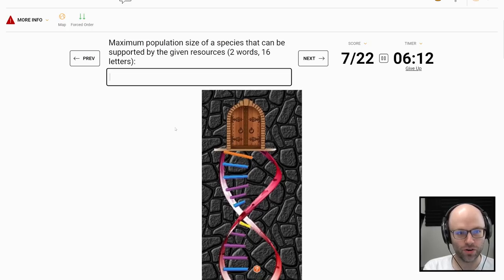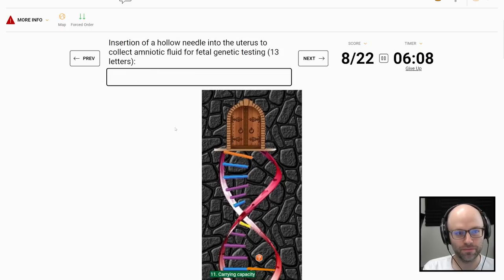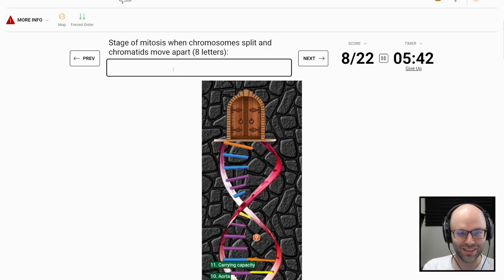Largest artery, aorta. Maximum population size, carrying capacity. Insertion of a hollow needle into the uterus to collect amniotic fluid for fetal genetic testing. What is a... I don't know this one. It's something like that, though.